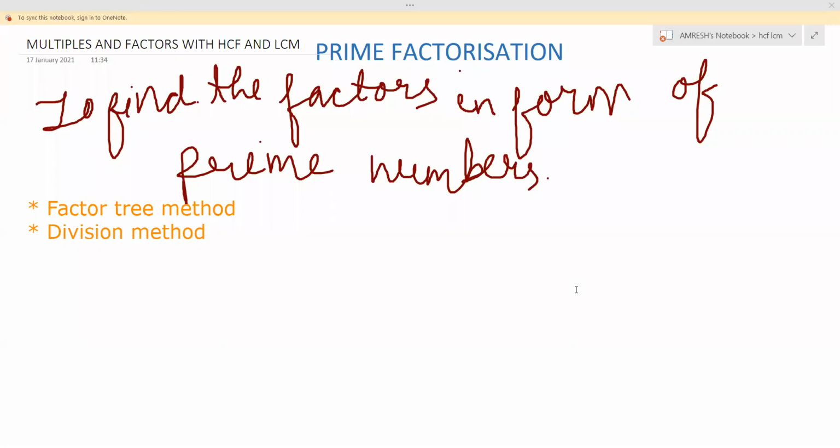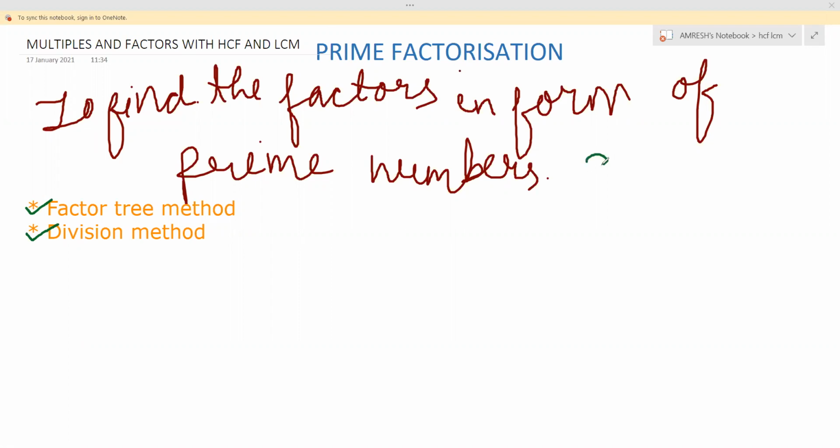Okay, so we will now read about the prime factorization method. There are two methods. One is the factor tree method. One is the division method. Two methods we are having basically. Factor tree method. What is the factor tree method?